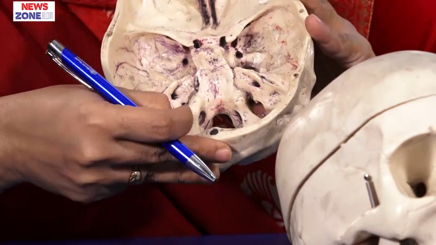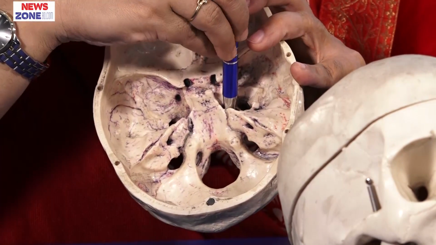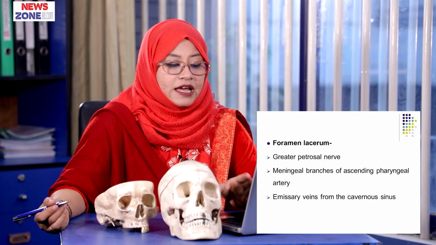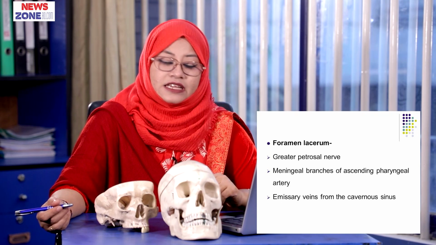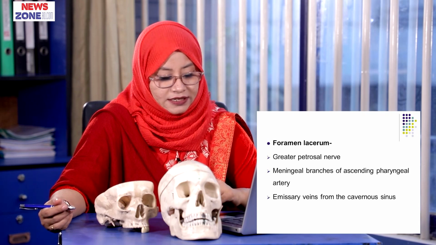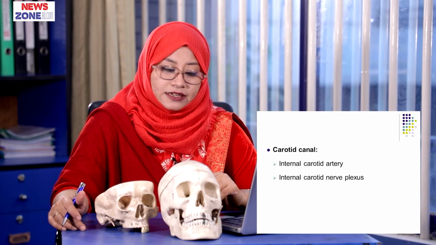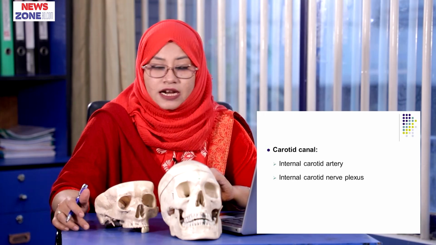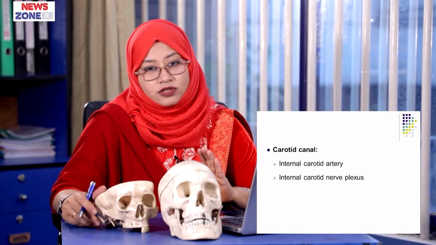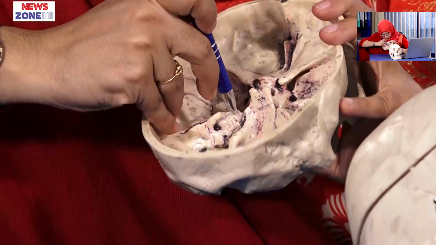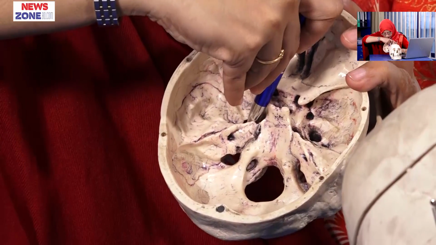Now, foramen lacerum. This is foramen lacerum which passes greater petrosal nerve, meningeal branches of ascending pharyngeal artery and emissary veins from the cavernous sinus. And last one is carotid canal which passes internal carotid artery and internal carotid nerve plexus. Here is carotid canal.